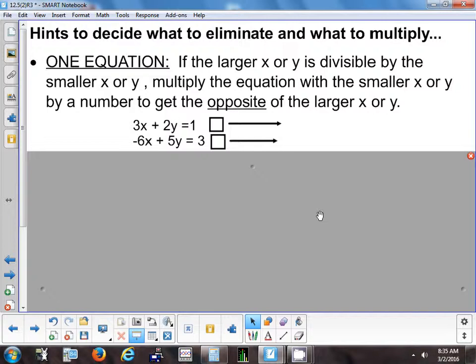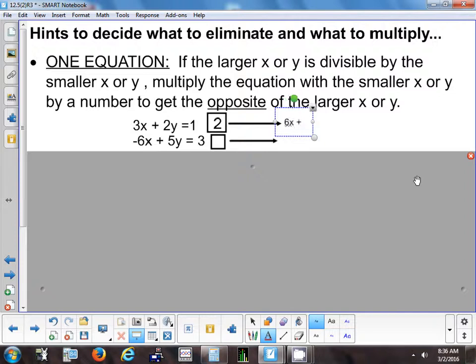If I multiply by 1, the x's can't eliminate. We know that the x's are divisible by one another, so that means we're going to eliminate the x's. Maria? If I multiply by 3, it'll give me 9x. 2, right? If I multiply 3 by 2, what am I going to get, Victor? 6. Positive or negative? Positive 6. So I'm going to have a positive 6 up top and a negative 6 on the bottom. Is that what I want? Will the x's eliminate? Yeah, because I got a positive and a negative.